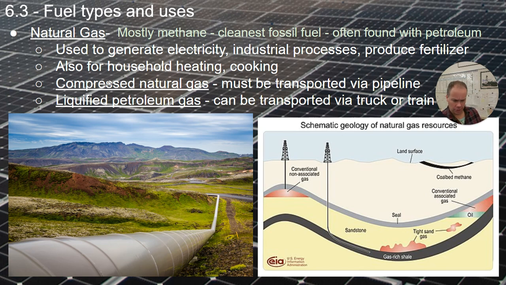Natural gas can be used in a variety of ways. It can be used to generate electricity. It's one of the main ways electricity in New York State is generated. It can be used in industrial processes. It can also be used to produce synthetic fertilizers. Many homes use natural gas for heating their homes or for cooking as well. And so this is a natural gas pipeline that you see here. It carries natural gas from one part of the country to another.